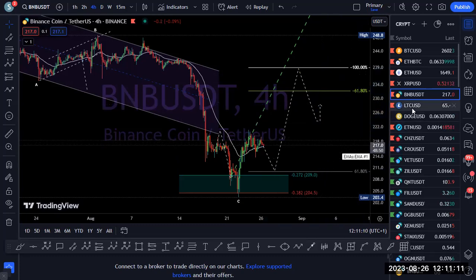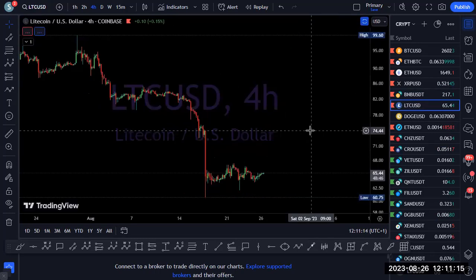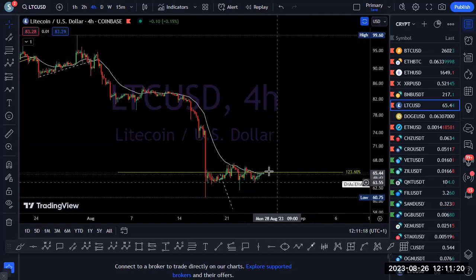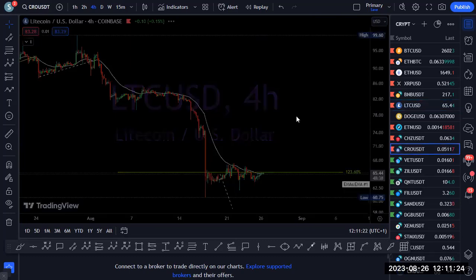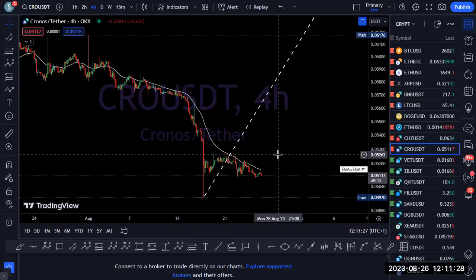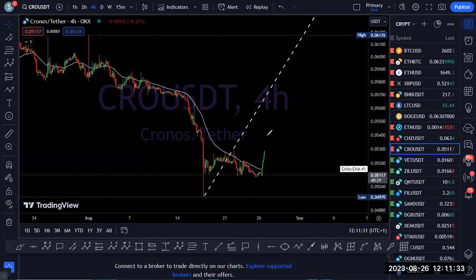Anyway, those I have checked, let me check Litecoin. Litecoin, no buy yet. Expect a further drop. I don't see a reason to buy Litecoin. So CRO, can buy. We will get this on CRO.